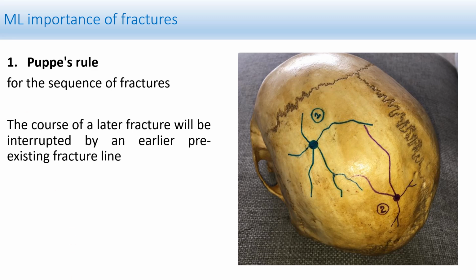Learning about the medico-legal importance of fractures, Pape's rule. This is related to the sequence of fractures. Imagine in this skull vertex, you can see two firearm entry wounds. Which one is the first one? Now, according to Pape's rule, a later fracture will be interrupted by an earlier pre-existing fracture line. As you can see nicely here, when this radiating fracture goes like this, it can't pass this green color fissure fracture. So that means this firearm entry wound should be first in the sequence. And the second one is this one. That's why this radiating fracture can't cross this line.